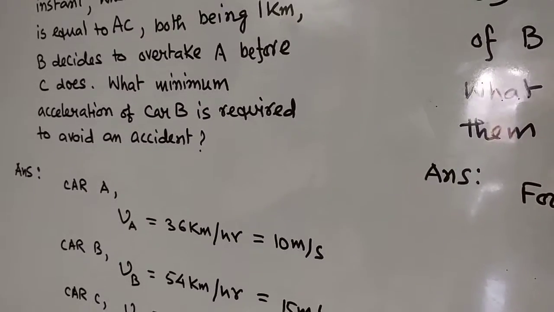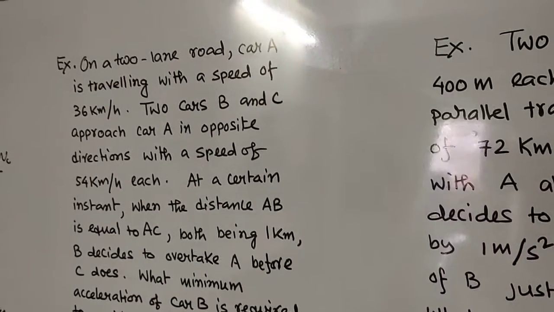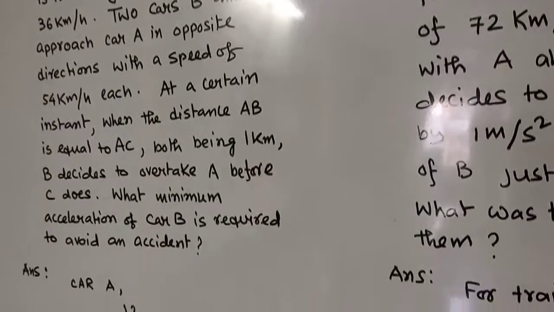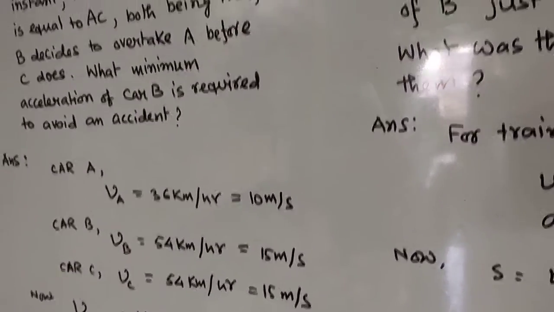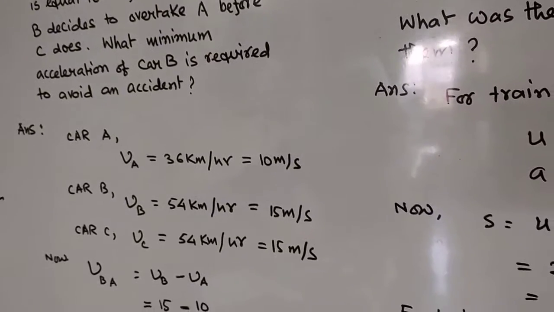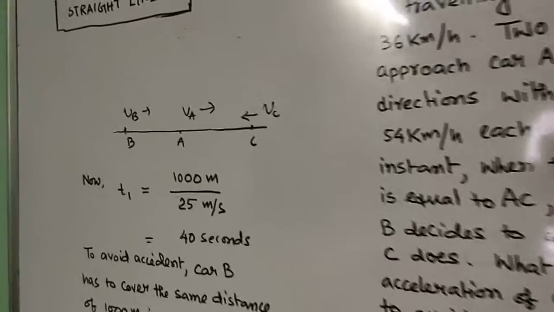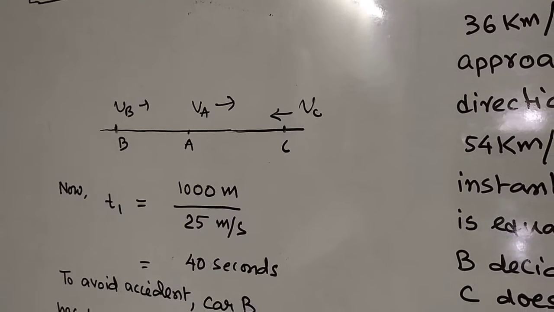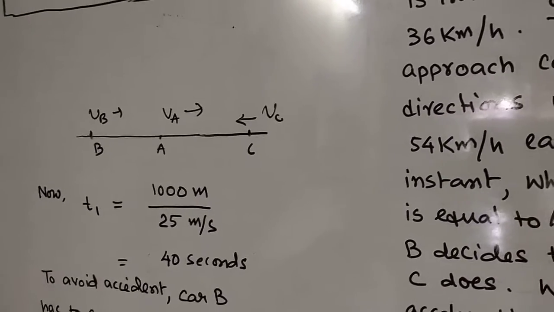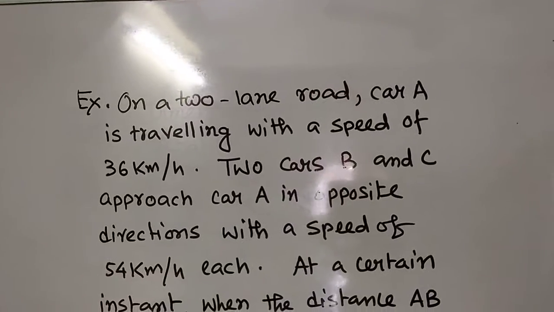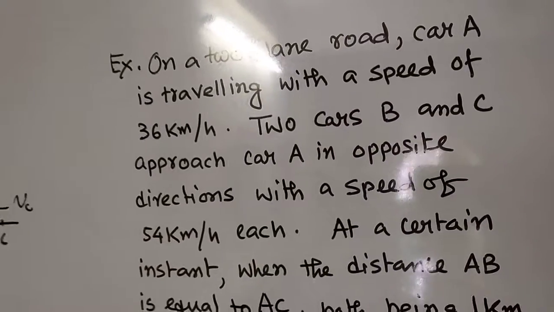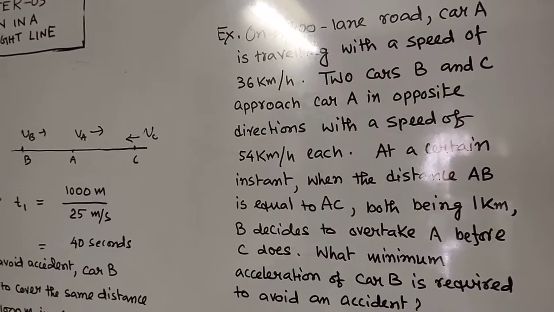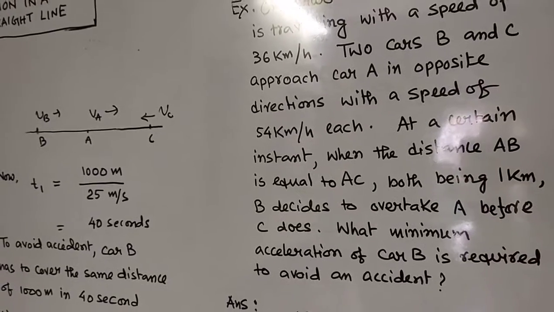So car A speed is 36 km per hour as per the question, so it's 10 meter per second. Car B is 54 km per hour, so it's 15 meter per second. And car C is also 54 km per hour, that's 15 meter per second. Now if you see this figure, A is moving with velocity VA and B and C approach A in opposite direction. As per the question, on a two-lane road, car A is traveling with a speed of 36 km per hour. Two cars B and C approach car A in opposite direction with a speed of 54 km per hour each.